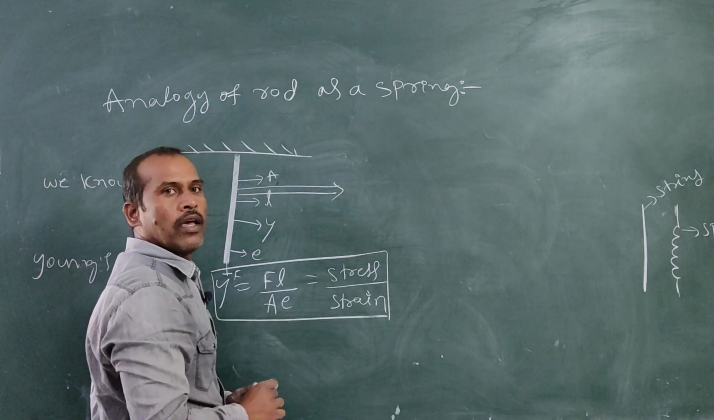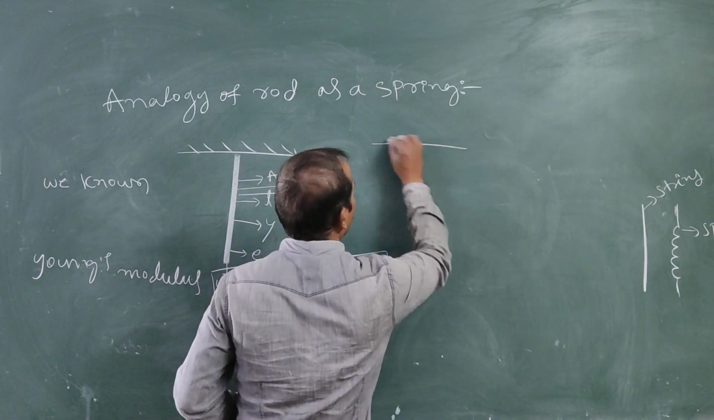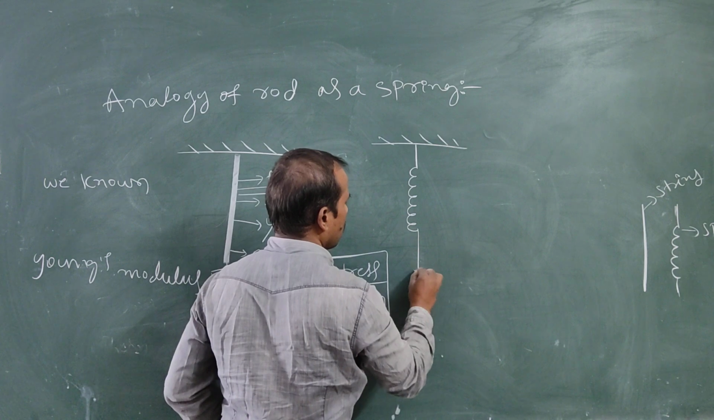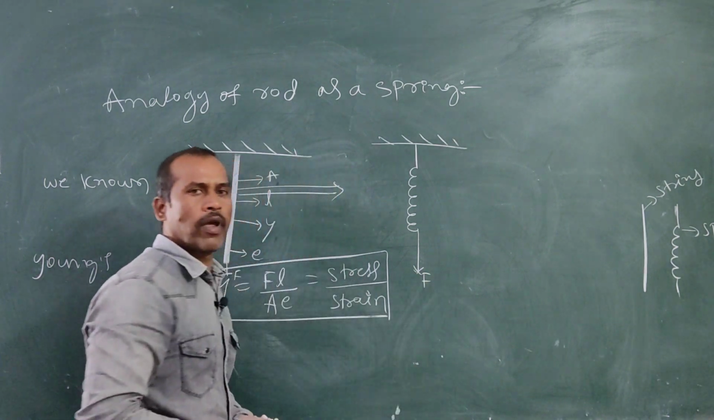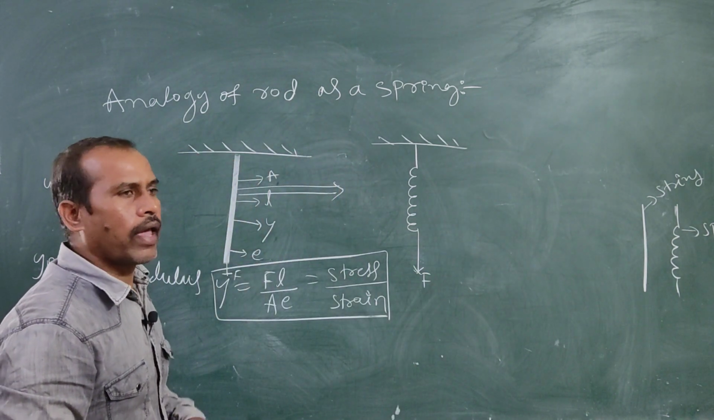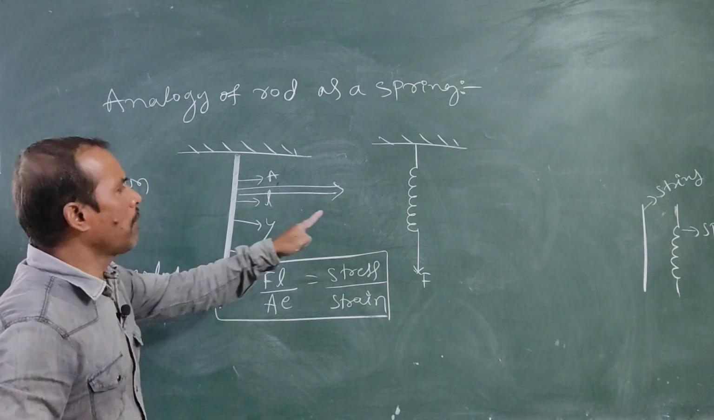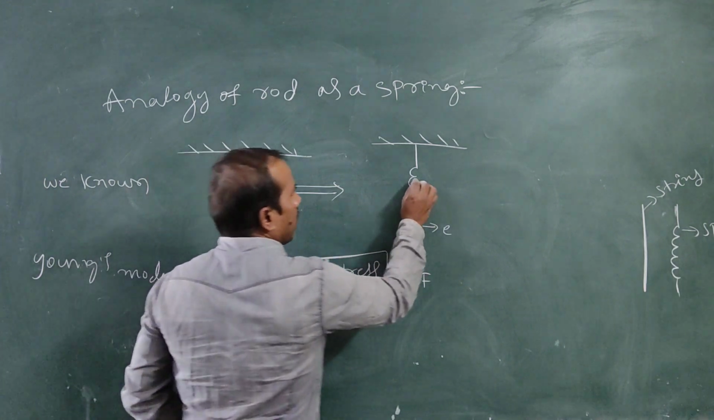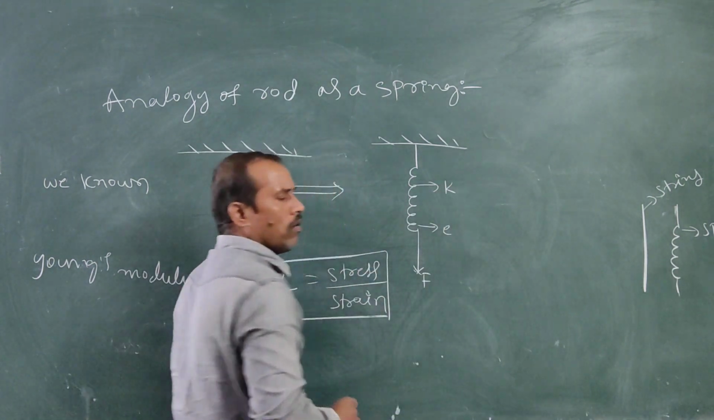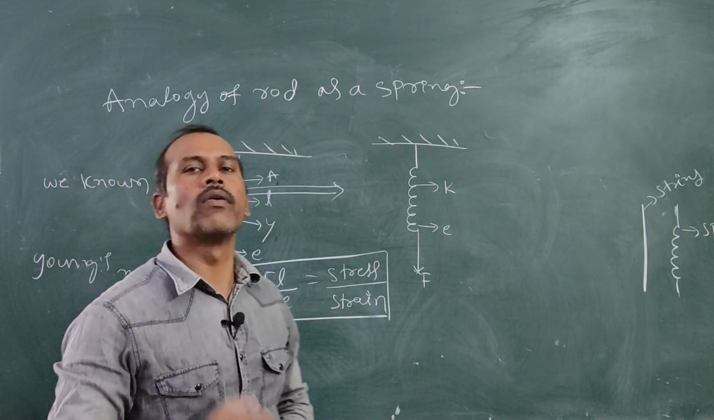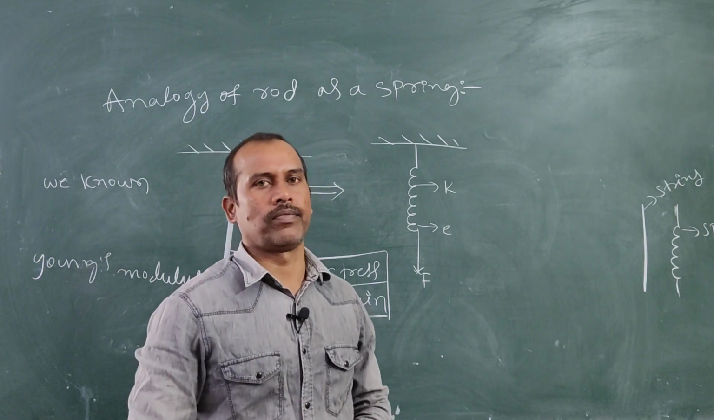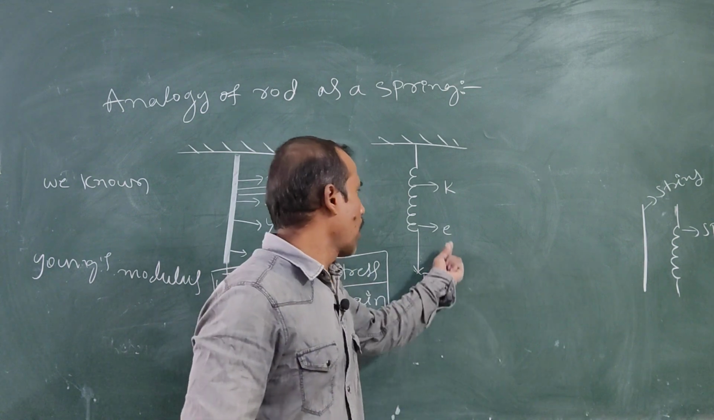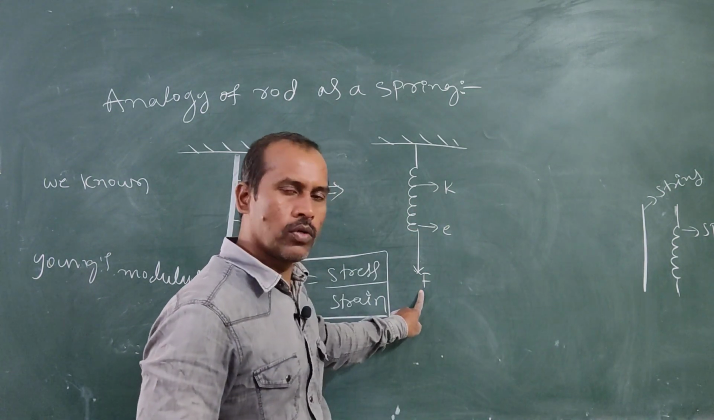Now how are we considering this? Here we consider it as a spring. This is a spring, this is a force, the applied force. The elongation in the wire is E. Here K is the force constant, or spring constant of the spring. E is the elongation in the wire due to this force.